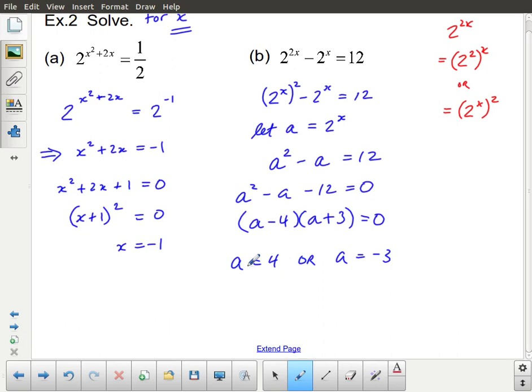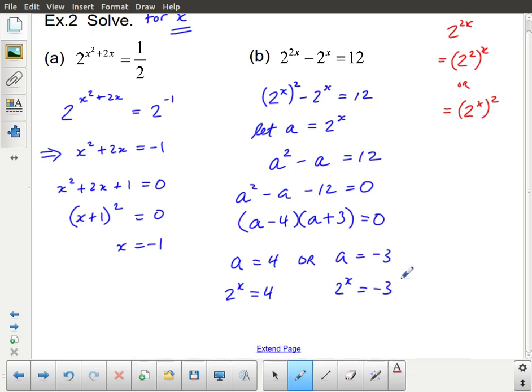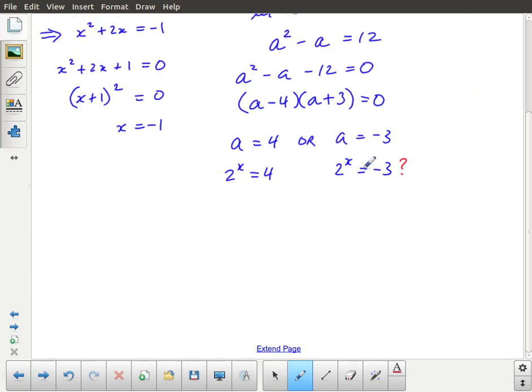But don't forget that a is actually 2 to the power x. So we get 2 to the x equals 4, 2 to the x equals negative 3, and this one is something we need to think about. Now there are a number of ways that you can think about it, but I really like to think about graphs, and I like to encourage students to think about graphs.